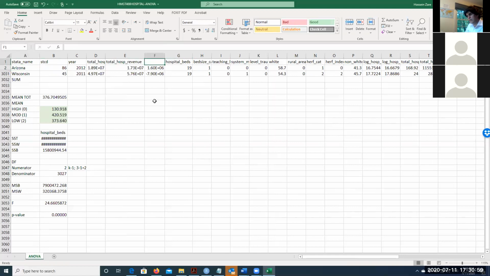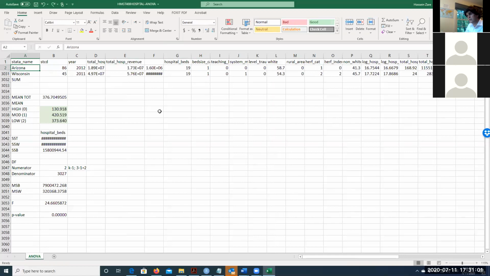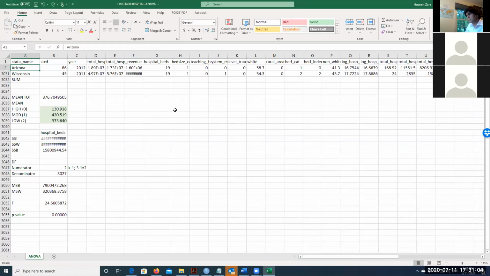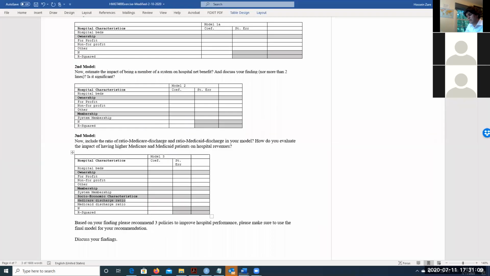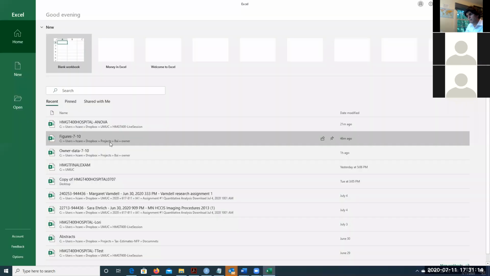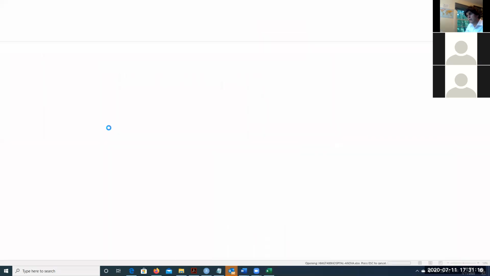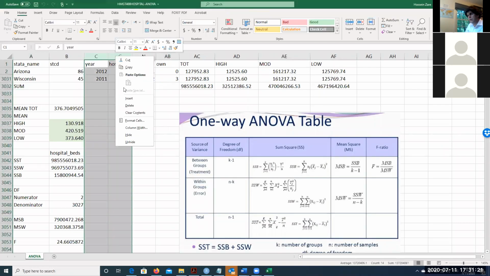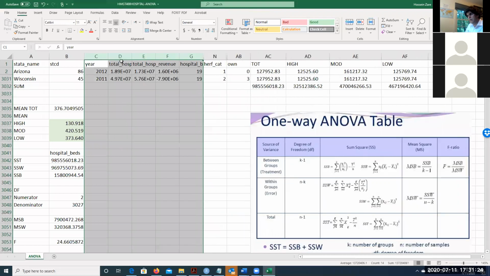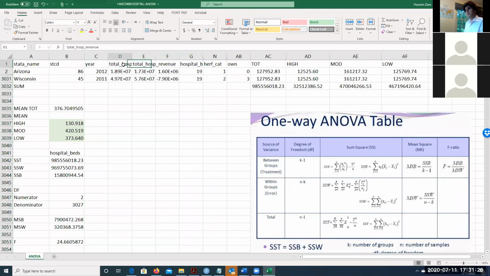What is this? Did I remove this accidentally? We close this. Open it. So let's make sure I have hospital cost. Okay, this is hospital cost, this is hospital revenue. So let me do this. I think I computed here, benefits here.